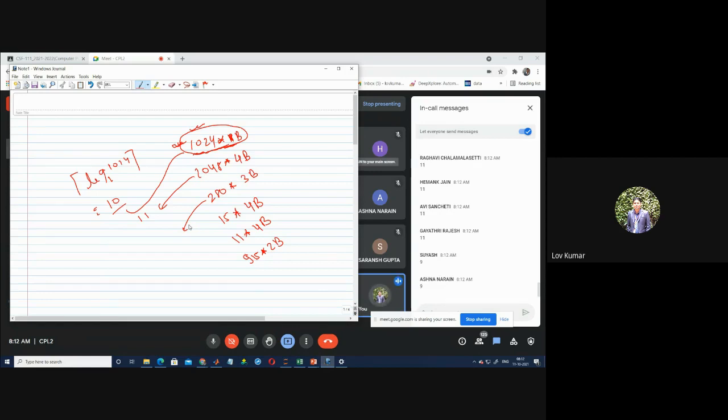Anyone? 280. What value will it come? It will come 8 point something. Okay, so basically we will take the upper values. We are taking 9.15, 15 into 4 bytes.